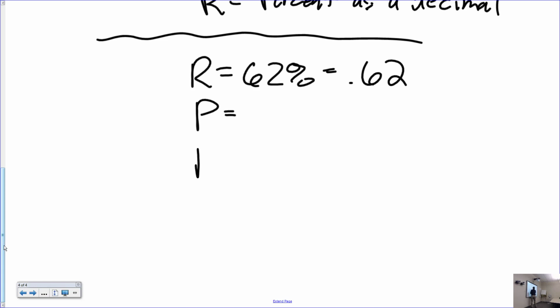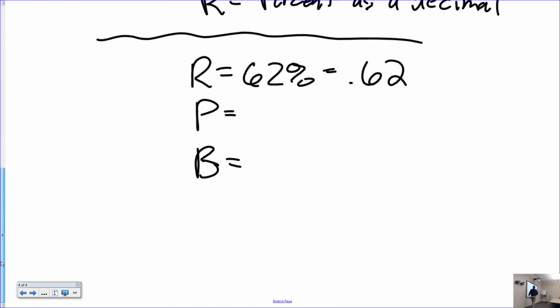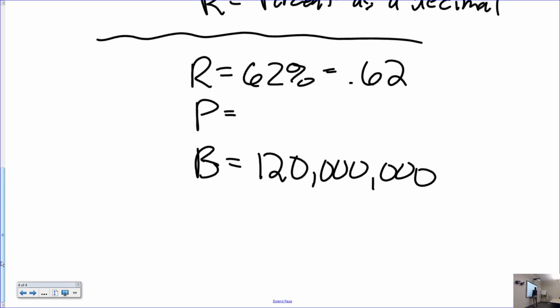Now, the only thing you have to tell me is what's left. This is where you've got to read the sentences carefully. Oscar Mayer has total sales of $120 million. If it says total, that's the base. Those are the key words you're looking for. The 120 million comes from a total, therefore that's your base. And by default, then what's the portion? X. Don't forget there has to be an X in there.